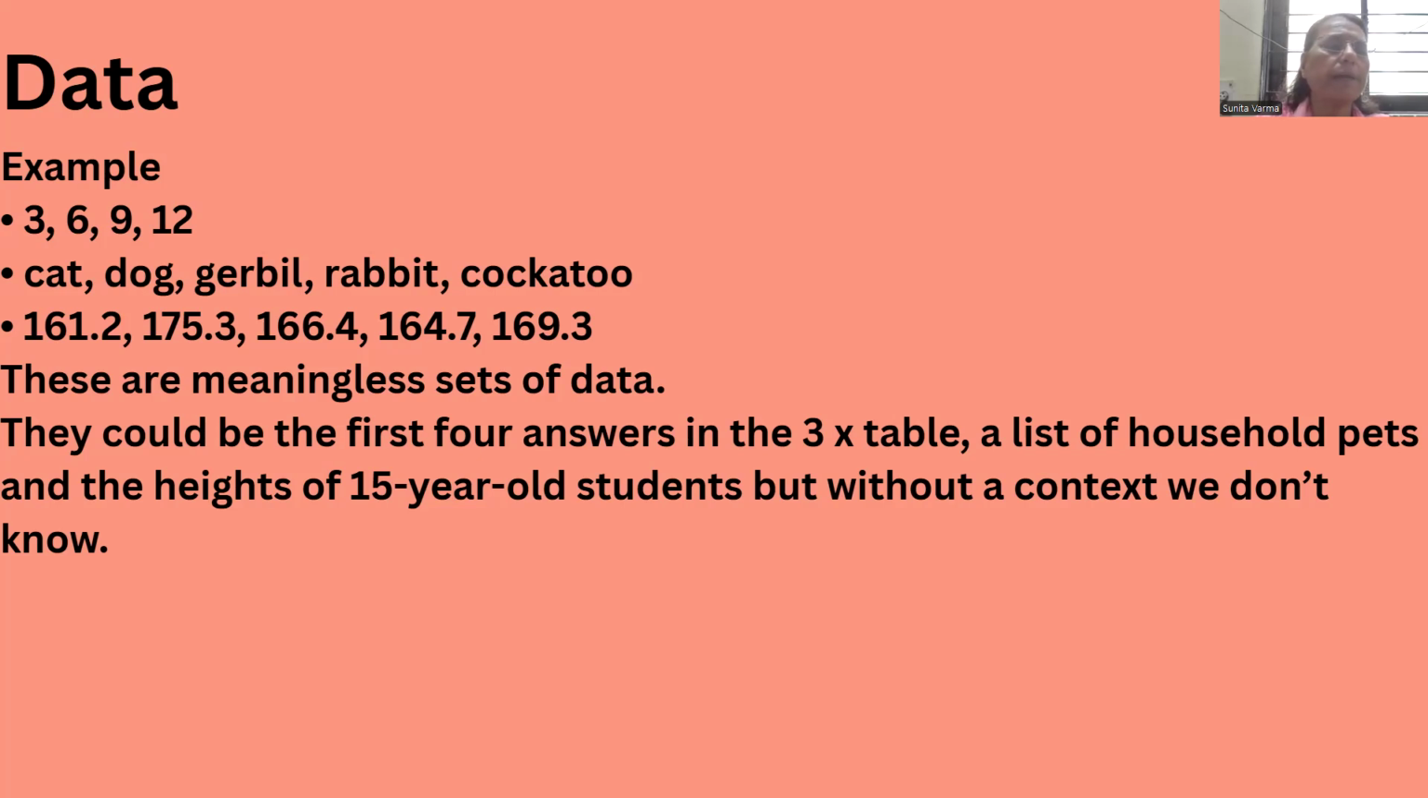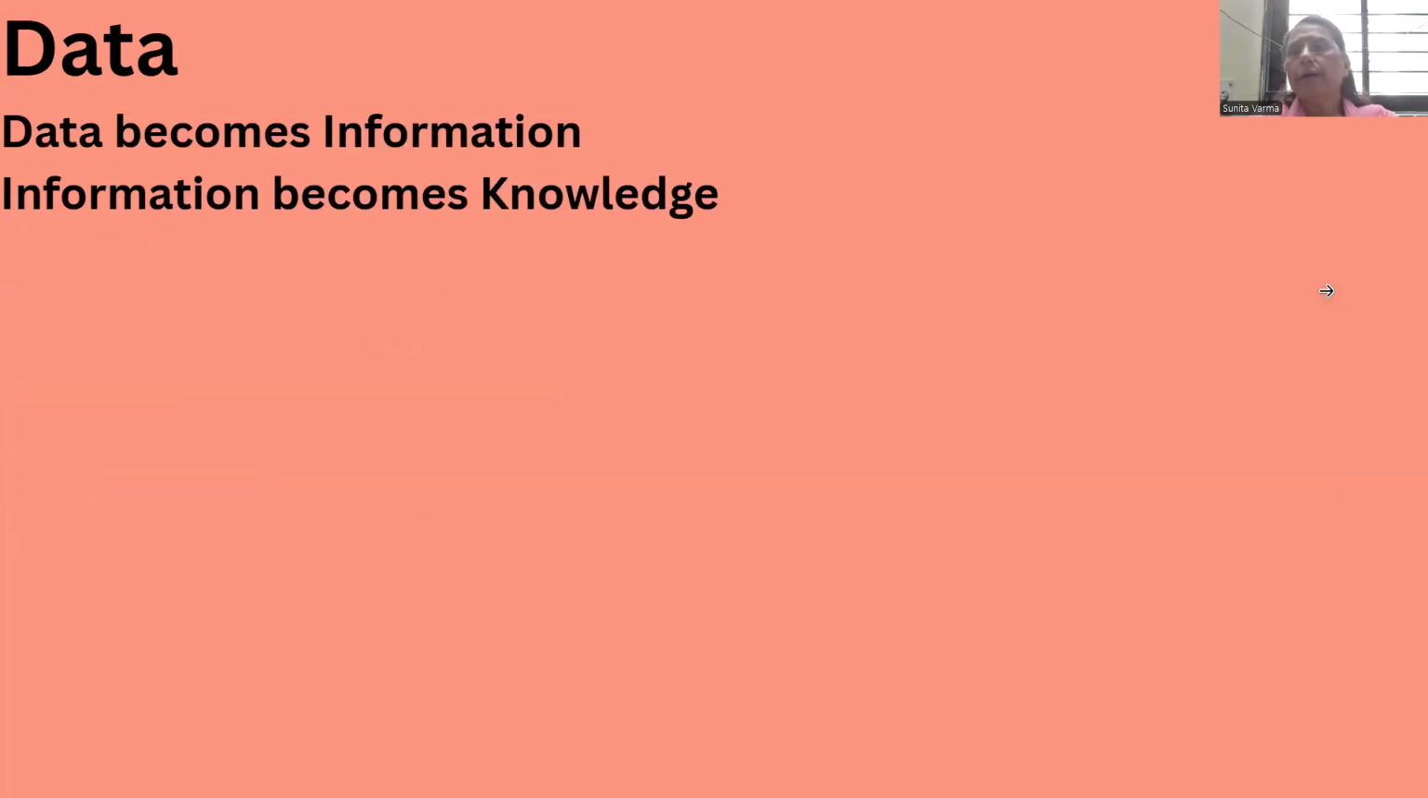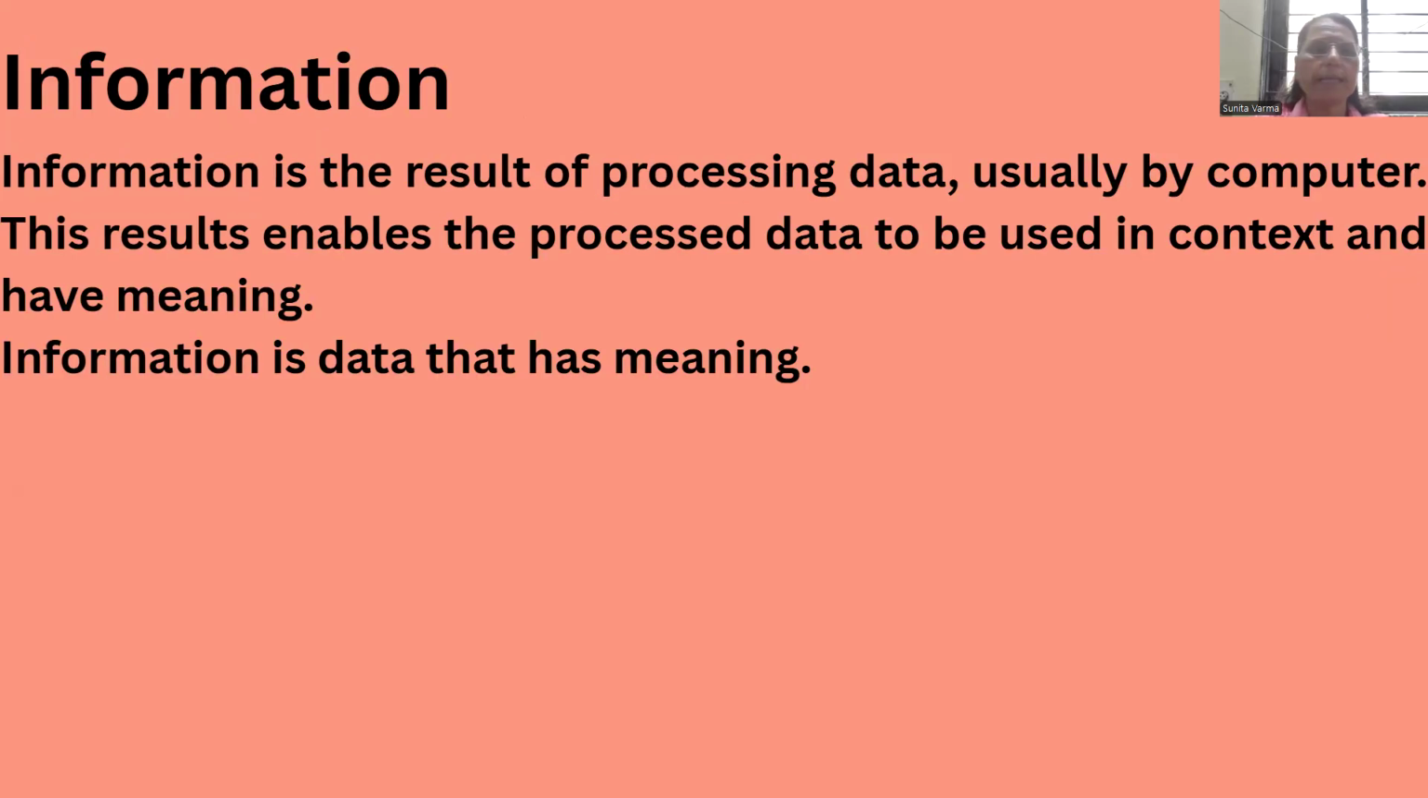We cannot say anything about 3, 6, 9, or 12, or why these names of animals are written, or why these fractional numbers are used. Data becomes useful when, after processing, it is converted into information, and finally the information is converted into knowledge. The term related to data is information.